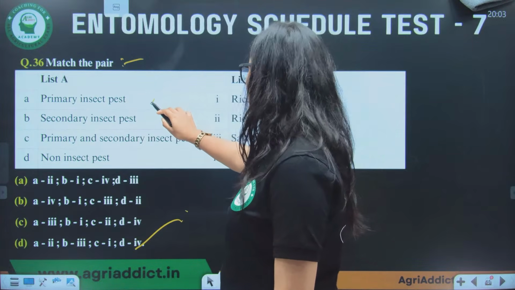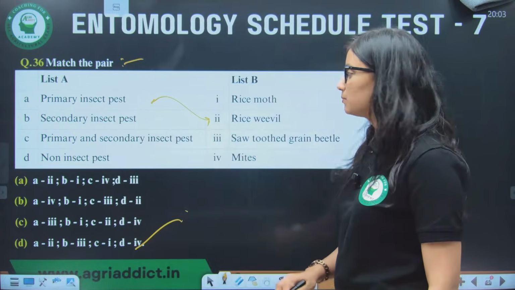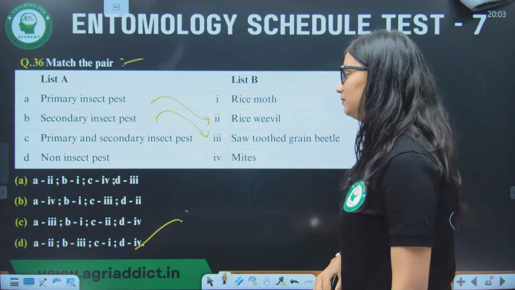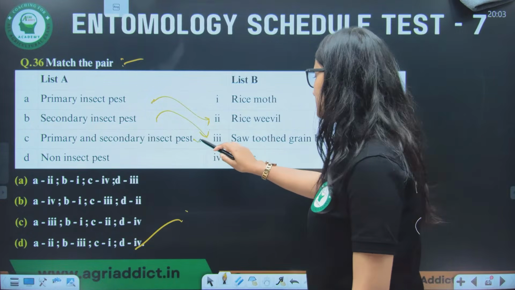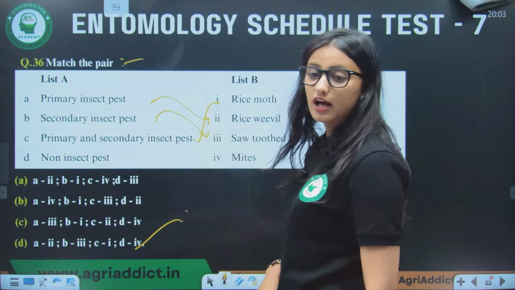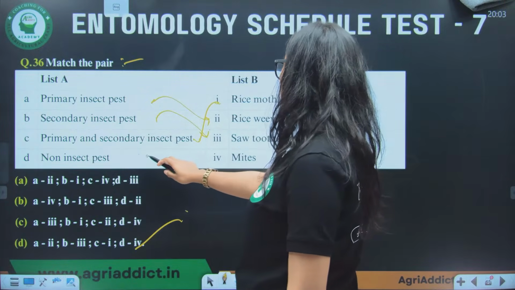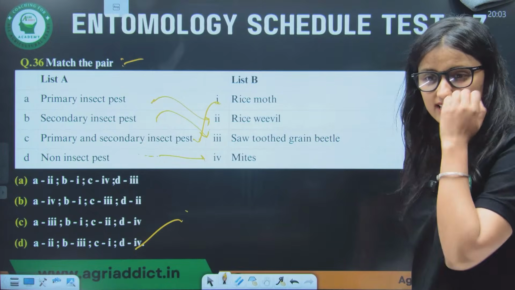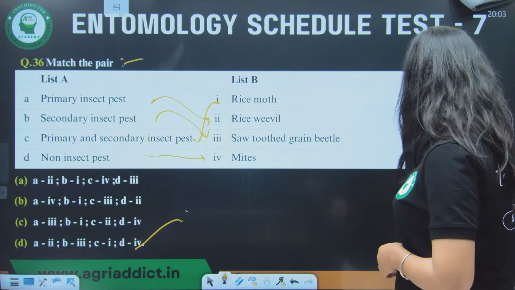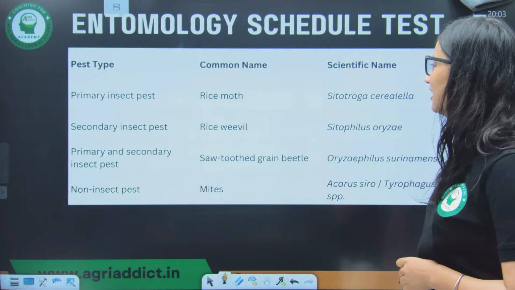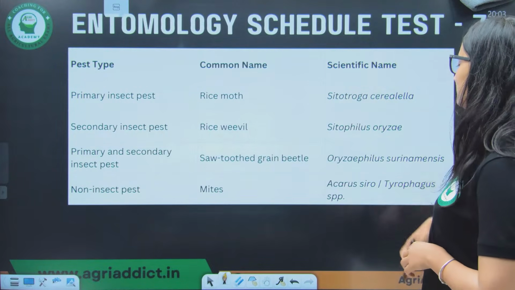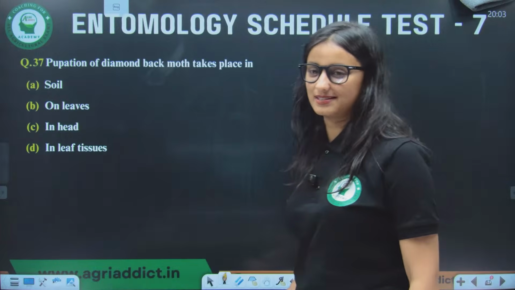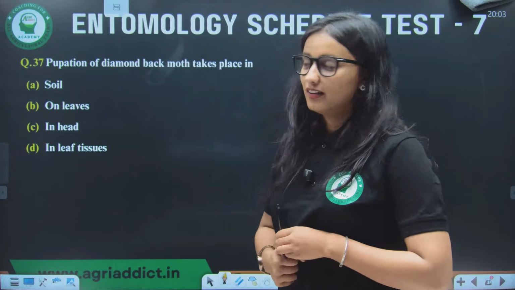Primary insect pest is rice weevil. What about secondary insect pest? It is sawtooth grain beetle. What about primary and secondary pest? This is rice moth. And non-insect pest, very good. D is the correct answer. This is mites. Mites are not insect pests. Okay. So I have written here also their scientific names, but I believe you know the scientific names of all the pests, all the insects now. So here the next comes.